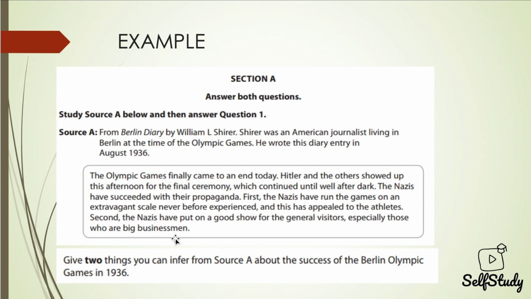So anything in a source which tells you something more about it. So think of the impact of whatever has happened. For example, here, the Nazis have run the games on an extravagant scale never before experienced. What does this tell us? It shows that the Berlin Olympic Games was a success because the Nazi Party were able to show their regime, show their power, how big of a party they were, and that's why it was a success. So take any sentence, and if it has an impact, if you can see something more to it, then it is an inference.